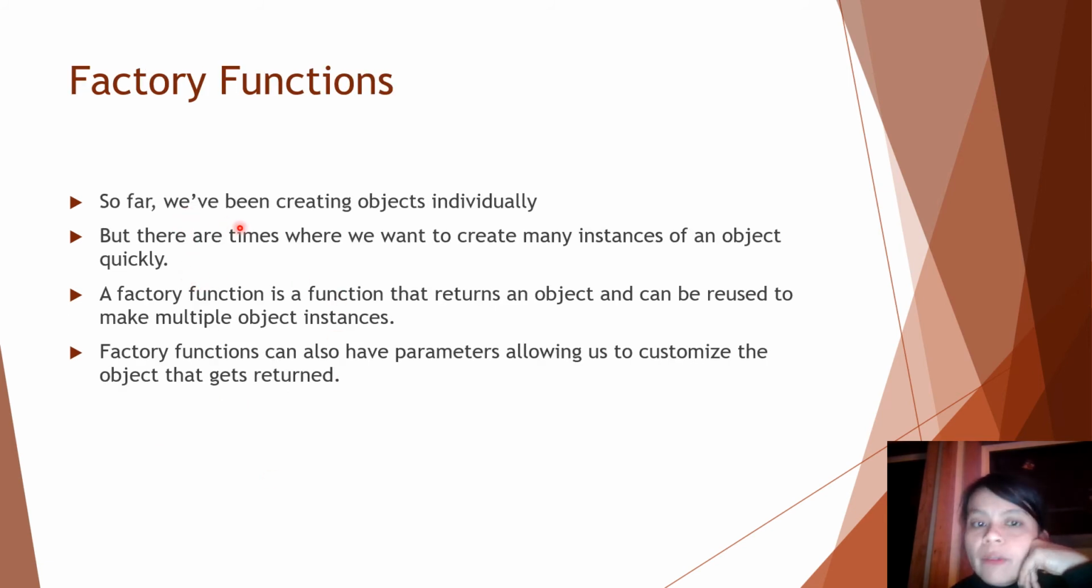Okay, so far we've been creating objects individually, right? But there are times where we want to create as many instances of an object quickly. A factory function is a function that returns an object, and it can be reused to make multiple object instances. Factory functions have parameters allowing us to customize the object that gets returned.